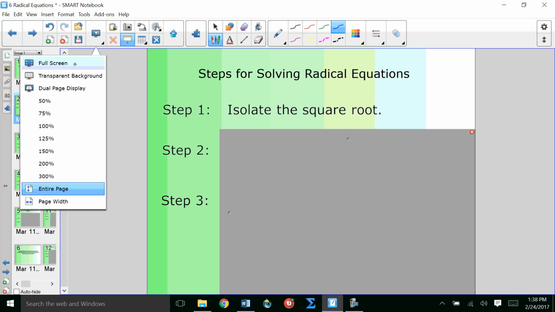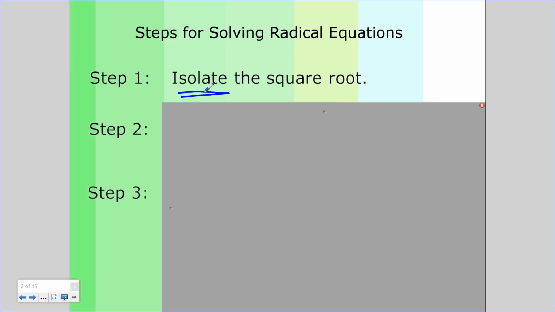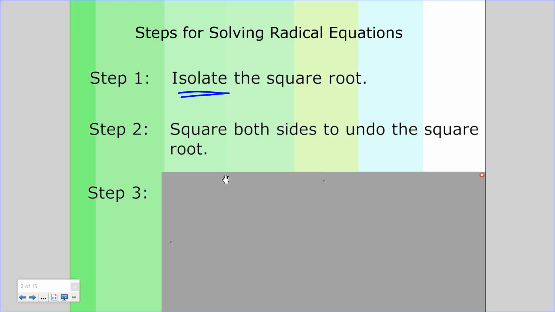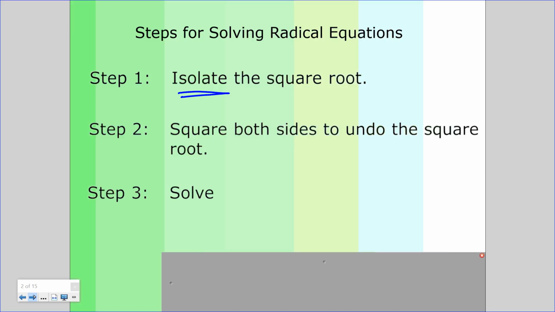So always isolate the square root. So get whatever square root expression by itself. Anything that's not under the square root needs to go to the other side of your equation. Once you've done that, you're going to square both sides to undo the square root. And finally, just solve for your variable that's left.